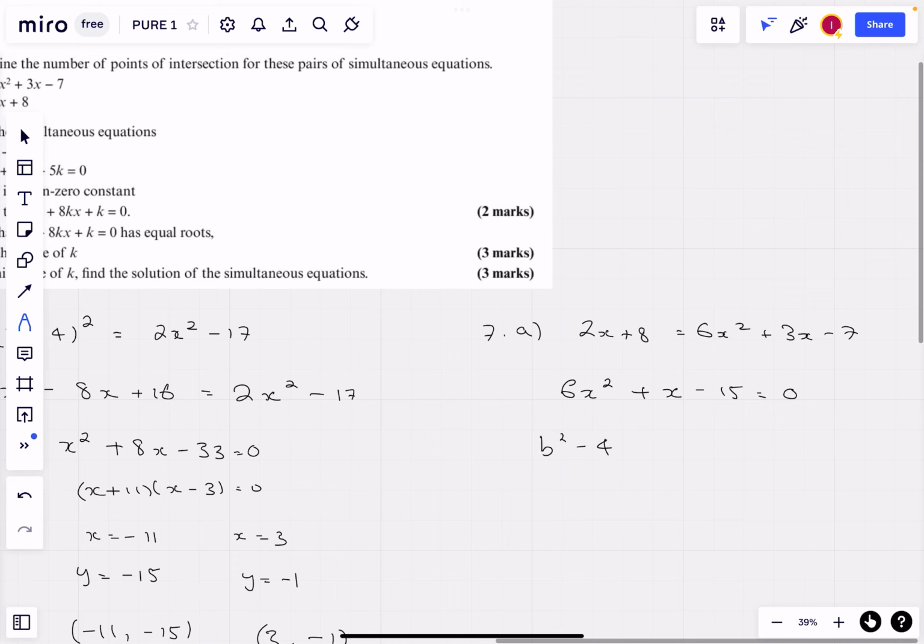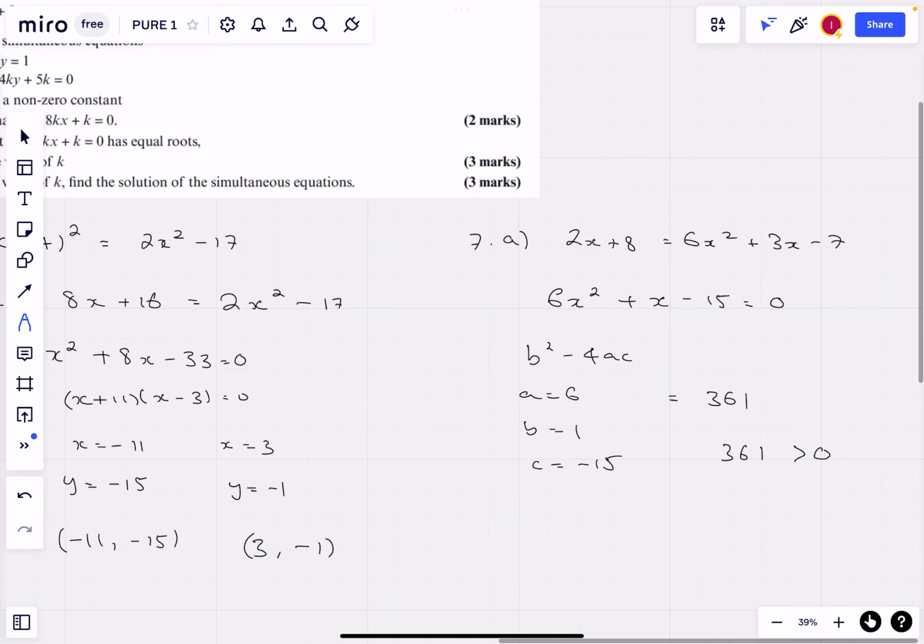b squared minus 4ac. Your a is 6, your b is 1, your c is minus 15. When you plug those values in, you get 361. 361 is greater than 0, which means you have 2 points of intersection. There you go. That's your answer.